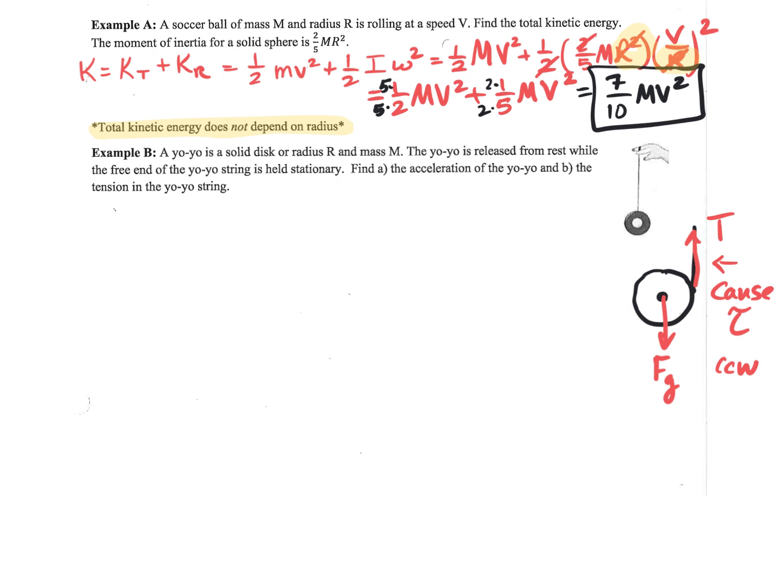That's going to help us find the acceleration of the yo-yo. Because we know the sum of the forces is equal to MA, right? Well, that's going to be mg downward minus tension upward, right? But we also have the sum of the torques, which is equal to I alpha.